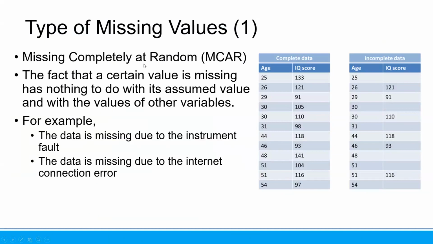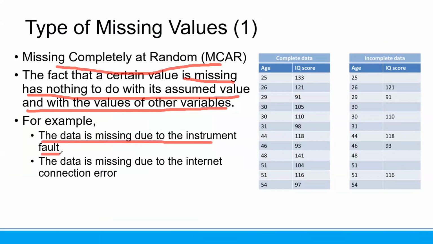The fact that a certain value is missing has nothing to do with its assumed value and with the value of other variables. So it is completely at random. So we are not sure what the patterns of the missing values are. For example, it is due to an instrument fault, or the data is missing due to an internet connection error. So it is totally completely at random. We are not sure what is the cause of this missing value.